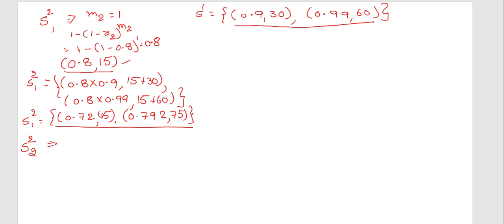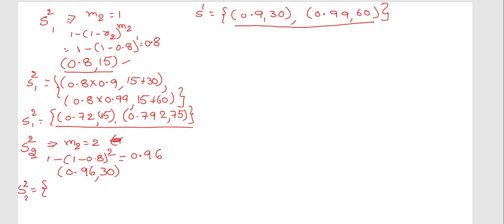Stage 2 with 2 copies, that is M2 value is equal to 2. 1 minus 0.8 whole square, that is 0.96. Now what is the pair? The pair is 0.96. What is the cost? The cost of a single device is 15, but here we are using 2 devices, so the cost is 30. Now what is the answer?